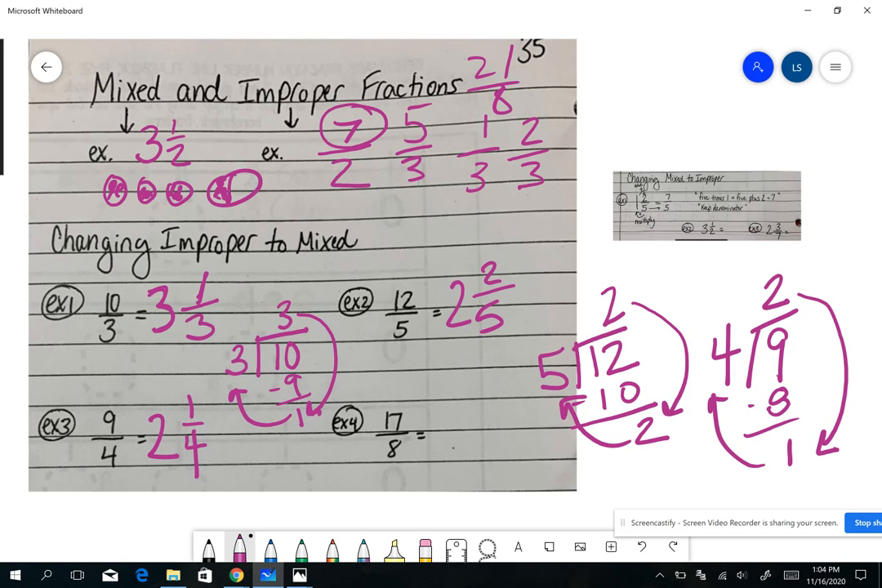17/8. Well, let's do this one in our heads. How many times can 8 go into 17? What's the closest it can? It can go in 2 whole times, which would give me 16, which is 1 away from 17. 2 1/8. All right, now we want to practice going the opposite way.